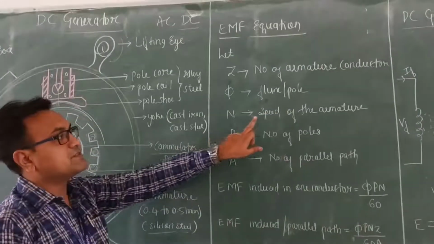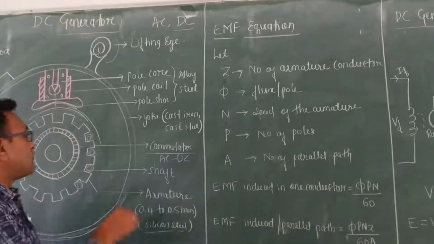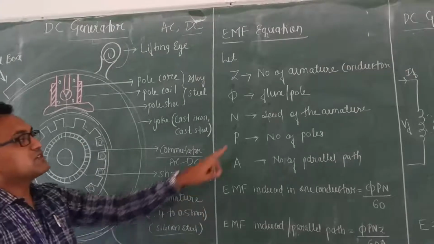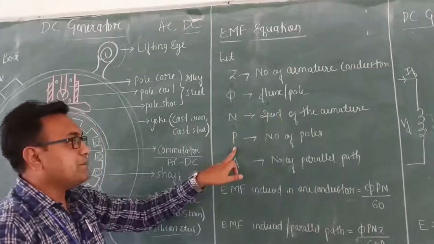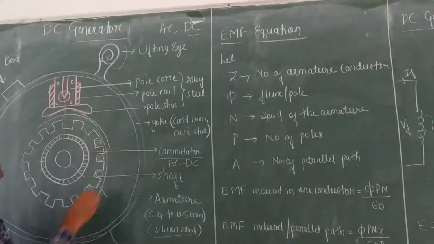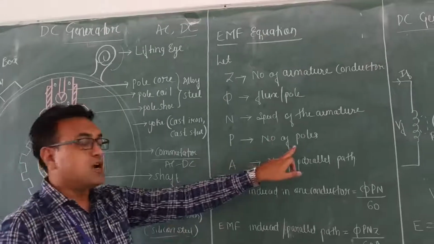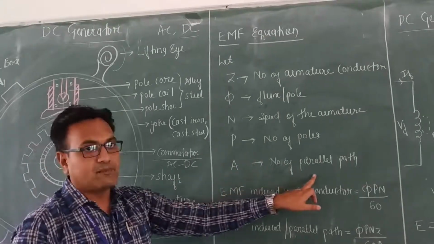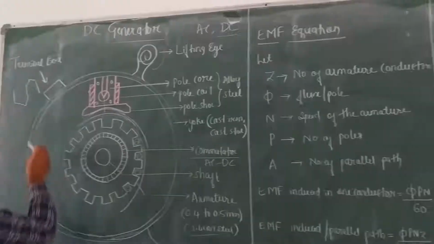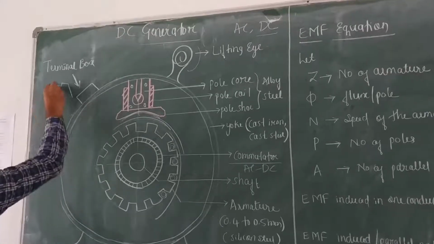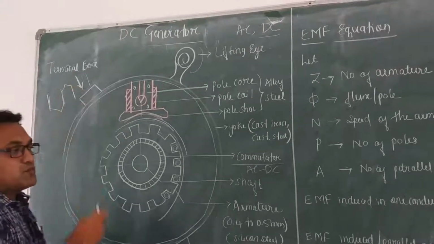And N is the speed of the armature, meaning the speed at which the rotor rotates. P is the number of poles inserted. A is the parallel path. Parallel path in the sense that if it is connected in a wave connection, this is one parallel path, and this is going to be one more parallel path.